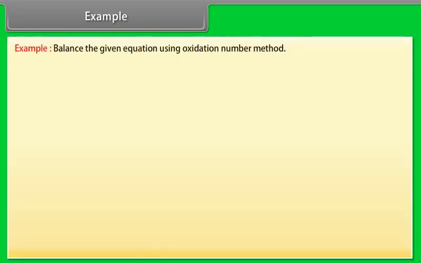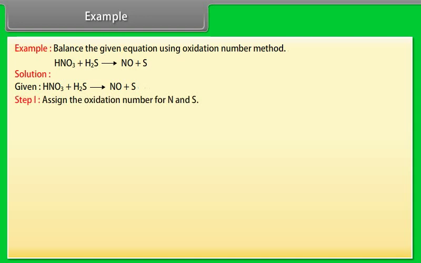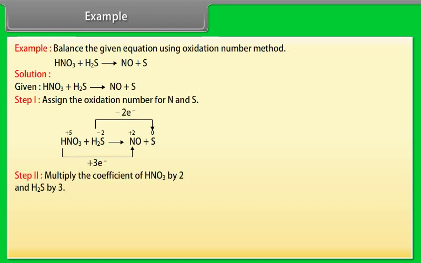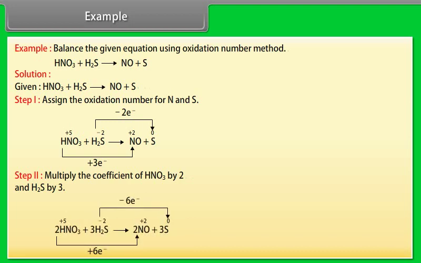Example. Let us take an example of balancing the equations. Balance the given equation using oxidation number method. Let's see the solution. Here, the given equation is HNO3 plus H2S gives rise to NO plus S. Step 1. Firstly, we assign the oxidation number of N and S. Step 2. Now multiply the coefficient of HNO3 by 2 and H2S by 3.